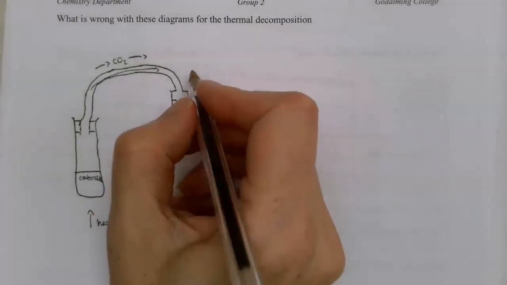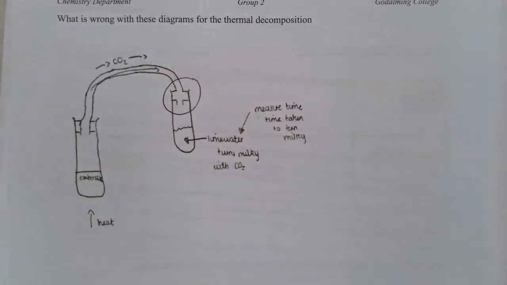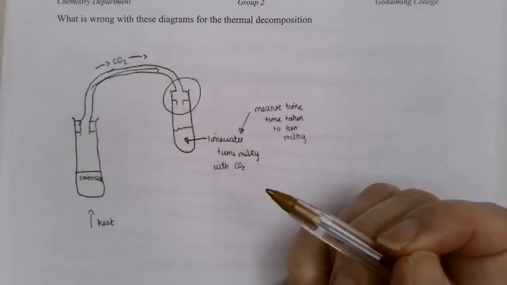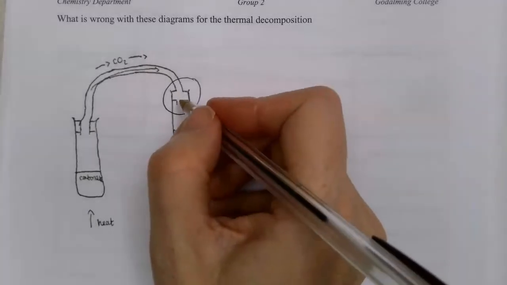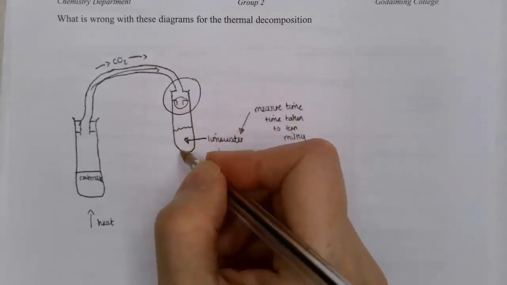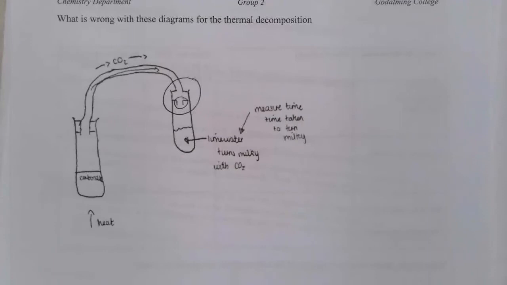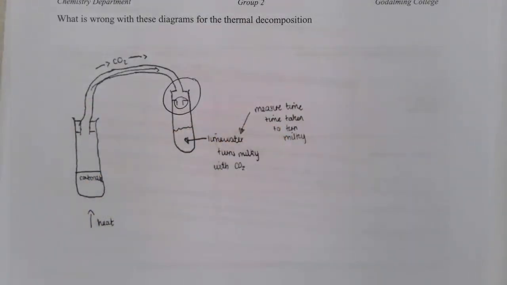So there's problems at this end. So this is sealed. It can't be sealed. There must be somewhere for the gas to escape. Also, notice this delivery tube here does not go into the lime water here. However, they did pick up 1 mark because this end of the apparatus, the carbonate end, is correct.